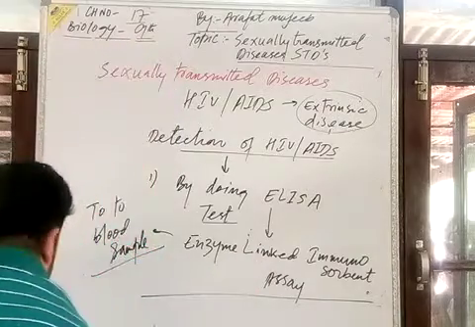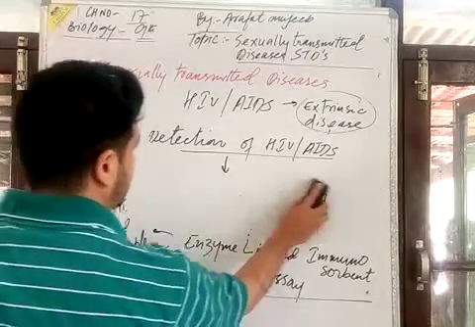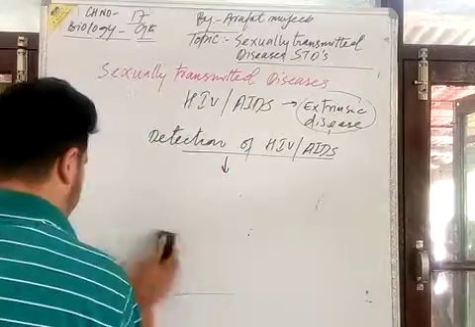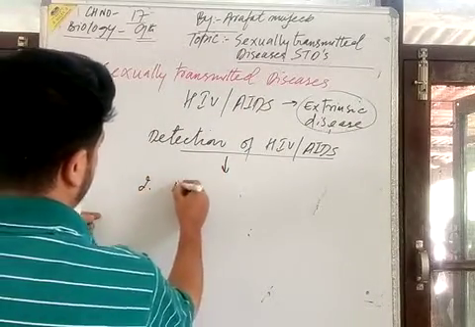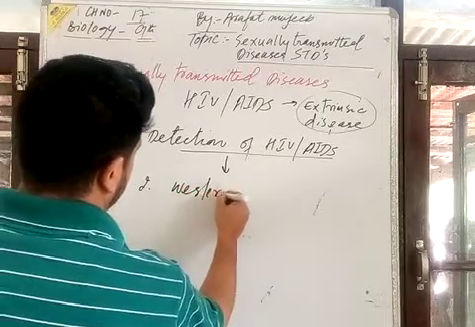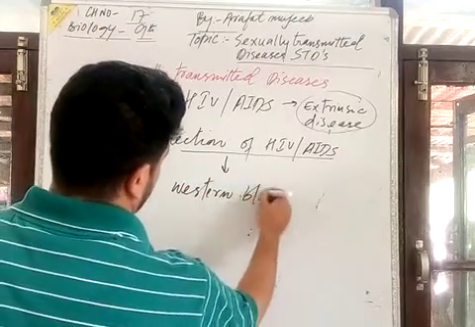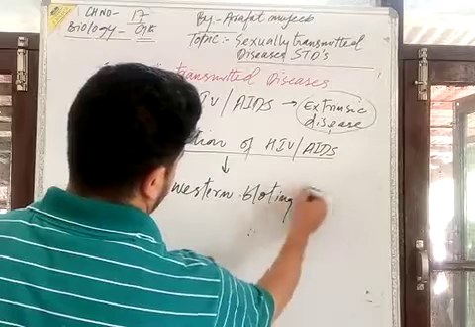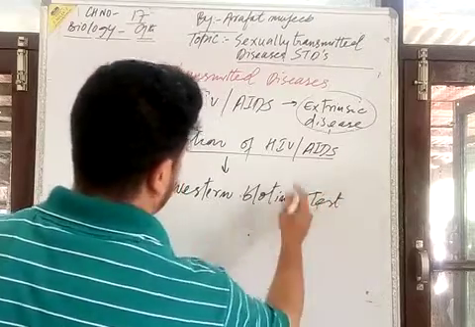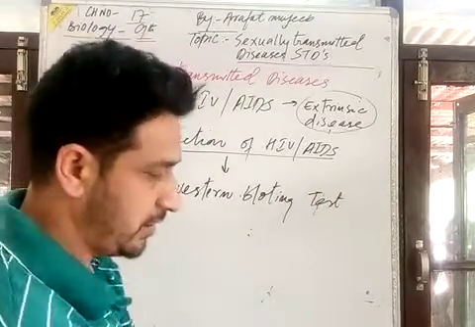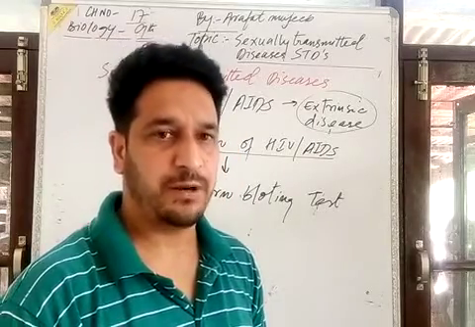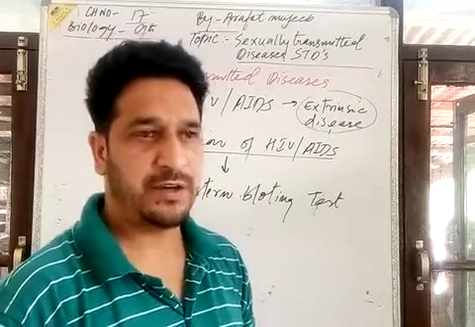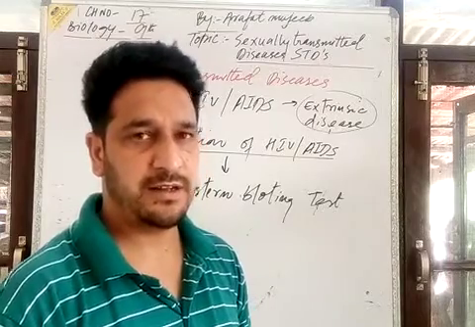There is another test for the detection of AIDS, the Western blotting test. This is also a test that we do in the confirmation of HIV/AIDS in our blood. But the best one is the ELISA.